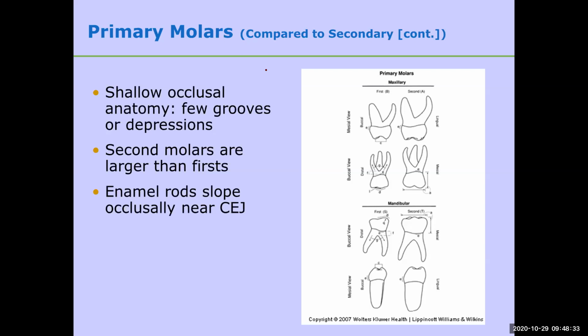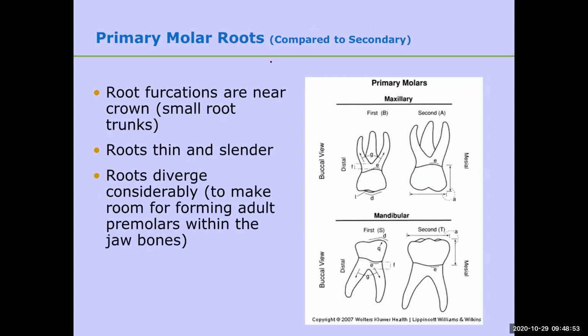Now, we don't need to know that. But, okay, the second molars are larger than the first molars. What is one of our general characteristics for the permanent dentition? The first of a certain class type is generally larger than that of the second and the third. So this is going against that. The root furcations are closer to the crown. You have a very short root trunk.